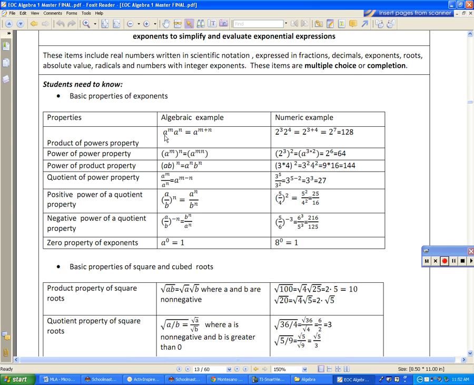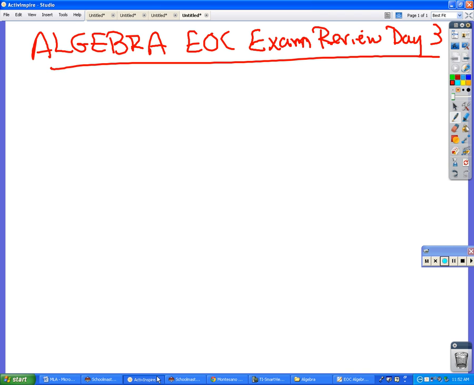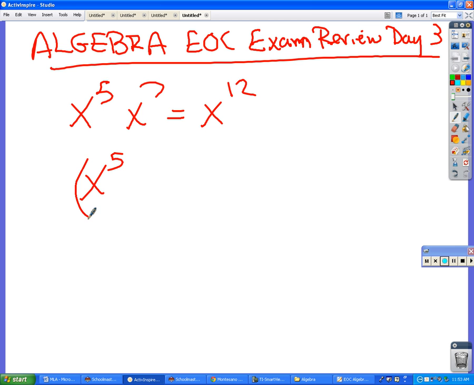Do you see the difference between here and here? Between when you add? What I mean is, if I have x to the fifth times x to the seventh, what's my answer? X to the 12th, because 5 plus 7 is 12. Okay? But if I have x to the 5th to the 7th, what's my answer now? 35. X to the 35th. Okay? I'm just trying to review that with you. Does that make sense? Okay.